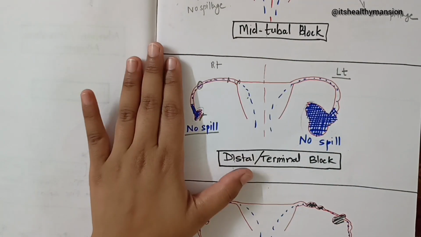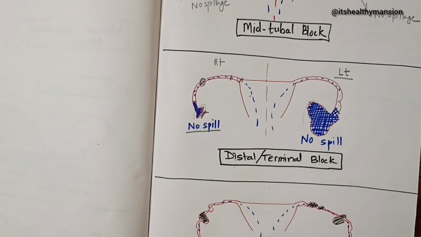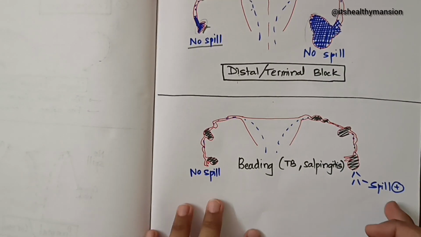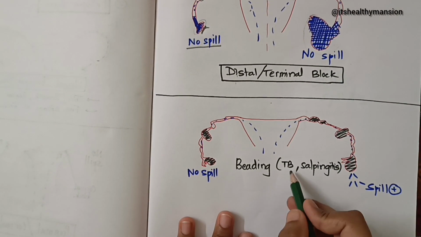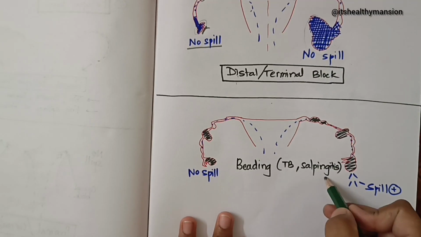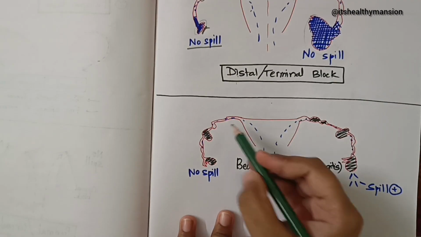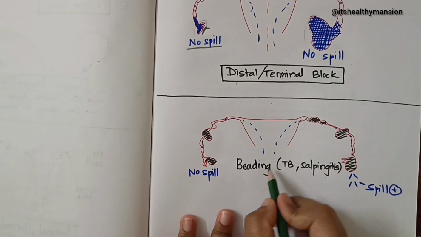So you will see here, with no dilation and with dilation. You may compare, but there is no spill here. Now next is the beading appearance. The beading appearance is mostly seen in tuberculosis and salpingitis, where the fallopian tube structure is irregular with some kind of bead when the spill passes.